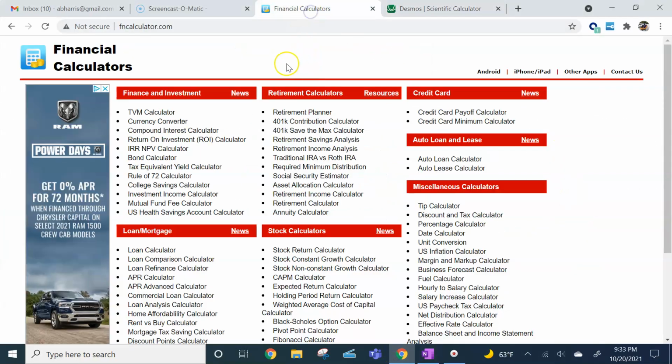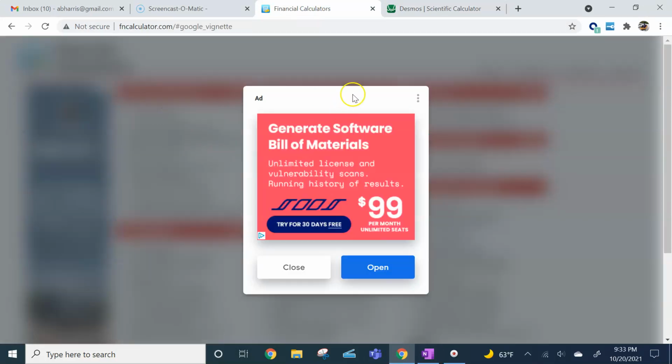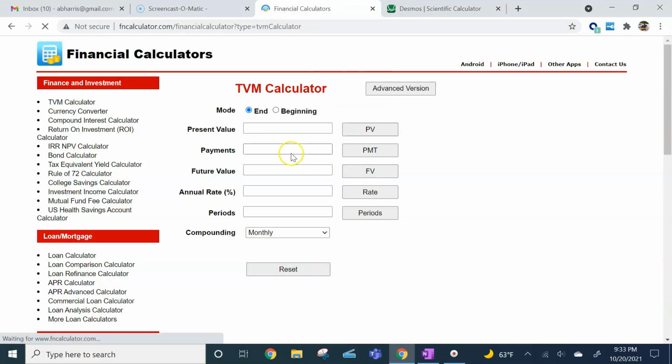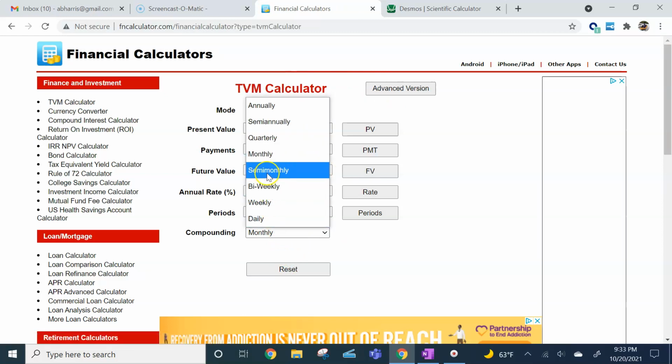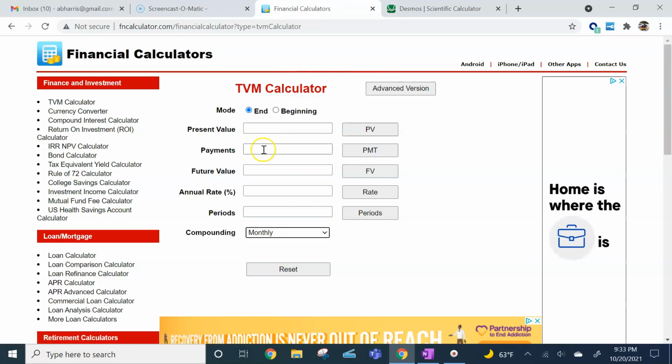Go to fncalculator.com, click on the time value of money calculator. That's annoying that we get that. This is monthly, annoying ads I'm saying.